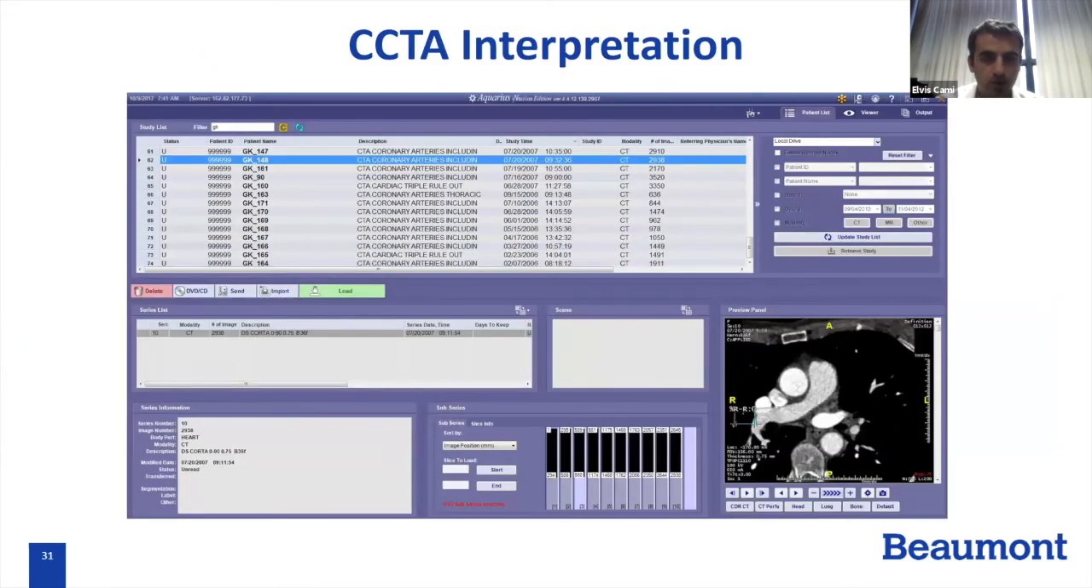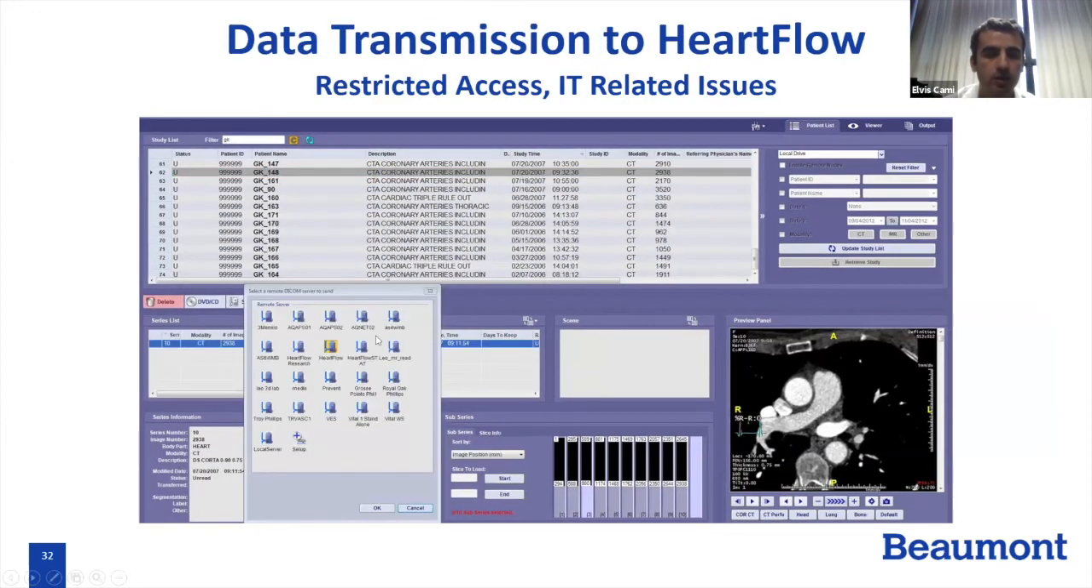So this is just what our TeraRecon looks like. We look at the images, the reader decides that there's some disease in this patient's LAD or whatever. I want to send this CT off to HeartFlow. So we send the images directly from there. There's this button here, send, click on that. Once you click on that, this comes up. And then we have three options for research studies, and then we also have regular and stat. So stat is anybody that's inpatient, ER, and the reader does this. So then we send this off to HeartFlow.